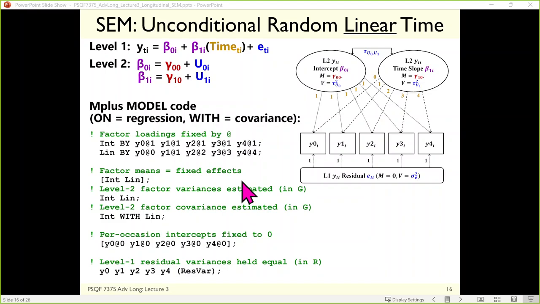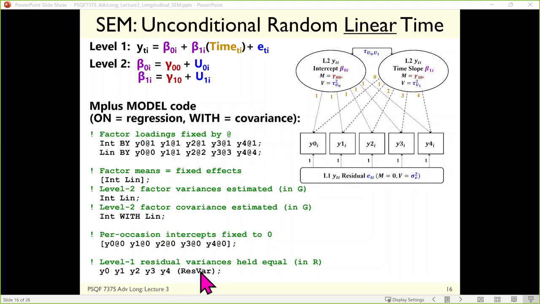But now I can use these as variables. So int and lin are now variables in my model. They are going to be given means inside the brackets. They're going to be given variances by listing them by themselves. And they're going to have a covariance, which is a default in here, unlike on the multilevel SEM side. The other piece of it is that I have to force all of the per occasion intercepts to 0 so that all of their mean information is up in the factors where I want it. And last but not least, I am putting a constraint by using a label before the semicolon that is going to say everything in this line is going to have the same parameter. What I'm estimating are residual variances for these outcomes, and by using the single word resvar, I am saying make all 5 of them the same.